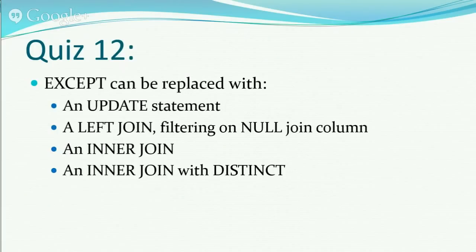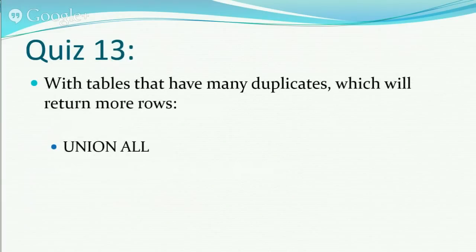So now, EXCEPT can be replaced with an update, a left join filtering on null, an inner join, or an inner join with distinct. B. Which one? The second one? Yes, that is correct. And it is actually better to do that. There's worse performance using the EXCEPT over a left join with null; there's better performance using the join syntax than using the except. So although those functions are available, it's better performance using a join.